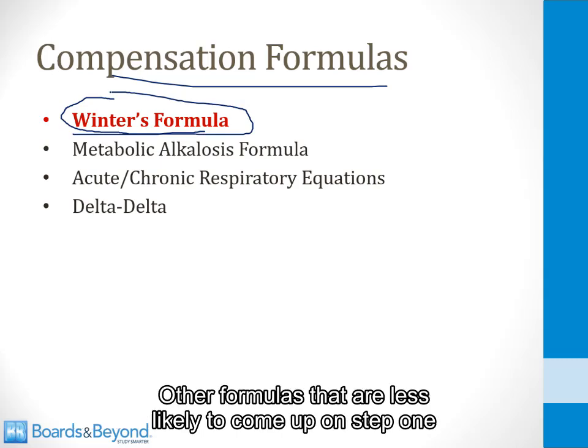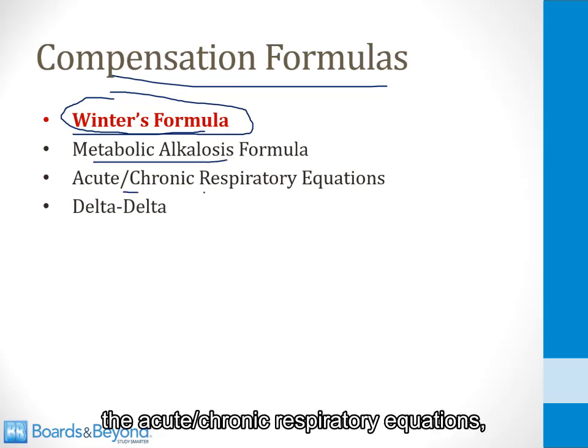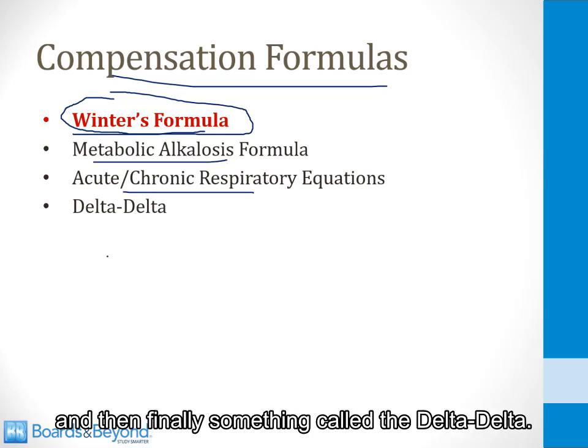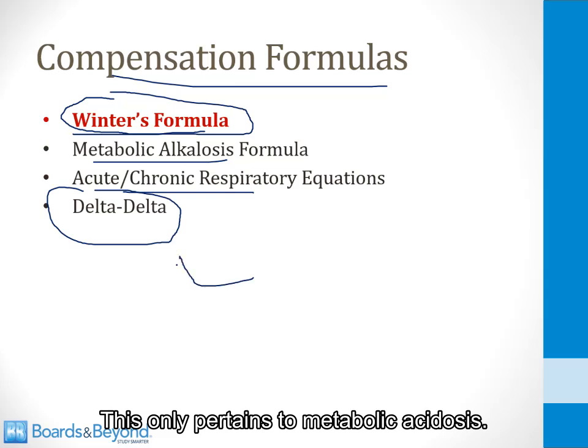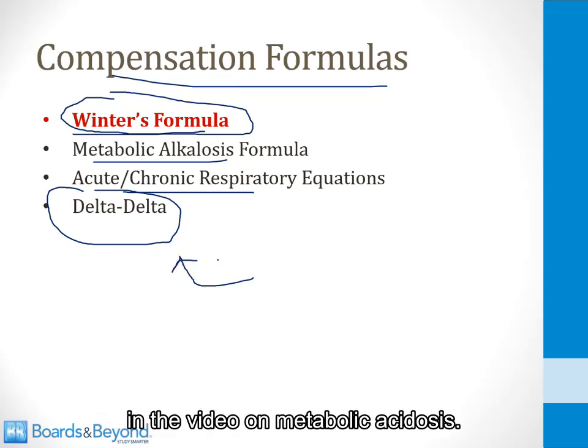Other formulas that are less likely to come up on Step 1 include the metabolic alkalosis formula, the acute and chronic respiratory equations, and then finally something called the delta-delta. This only pertains to metabolic acidoses, and I won't talk about it here, but I will talk about it in the video on metabolic acidoses.